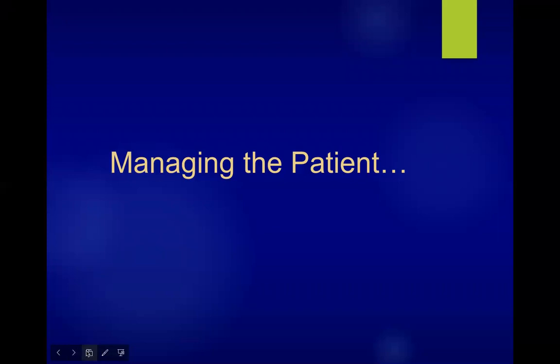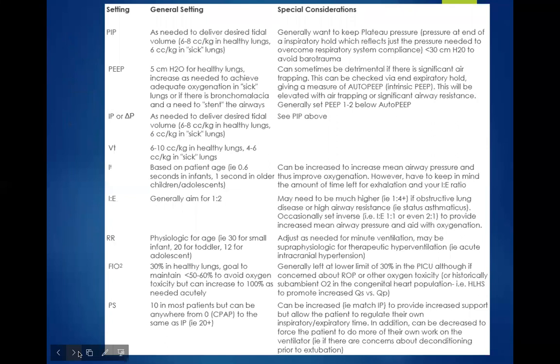So managing the patient. This is a lot of words on the chart, and I'll make sure you guys get it, but it just has what we think of as our initial modes. If you're going to set a pressure mode, your PIP, you need to get about 6 to 8 mL/kg tidal volumes in healthy lungs. PEEP is usually about a 5, and then your rate, physiologic for age, is what we're going to do.